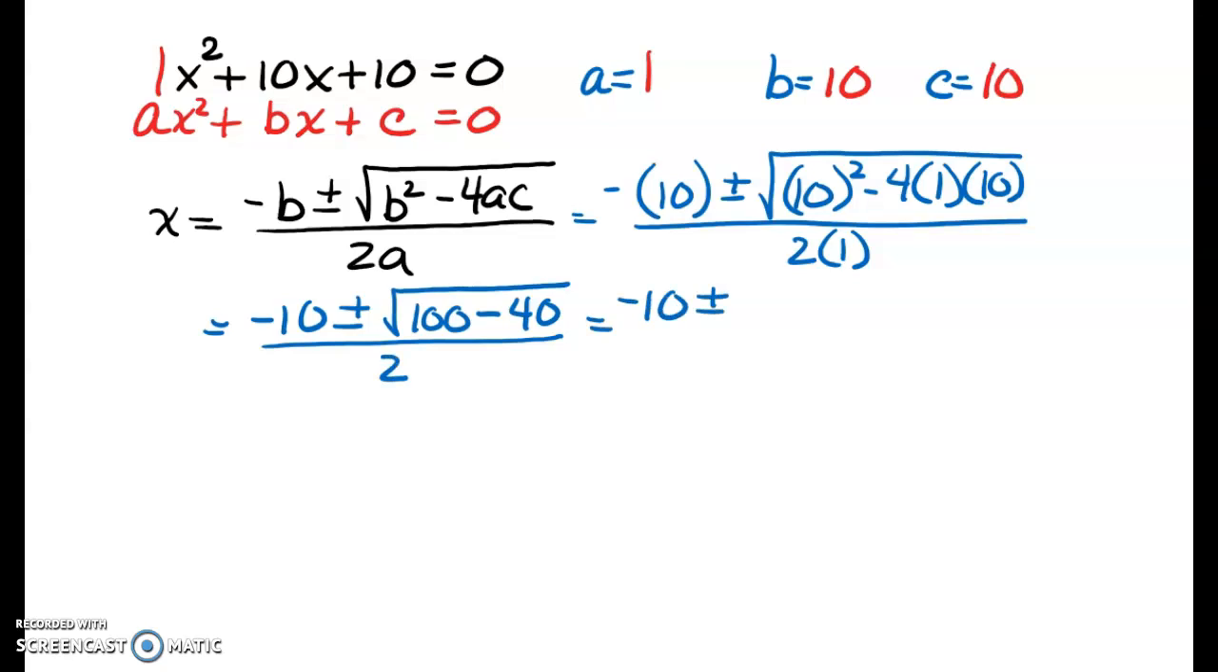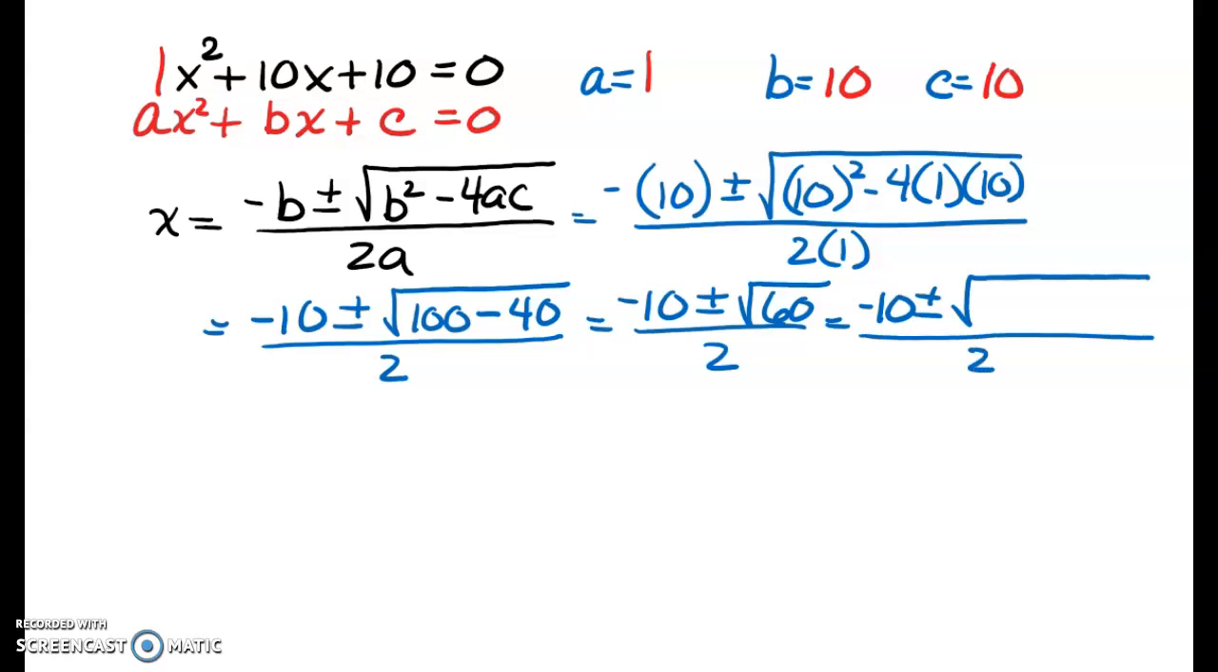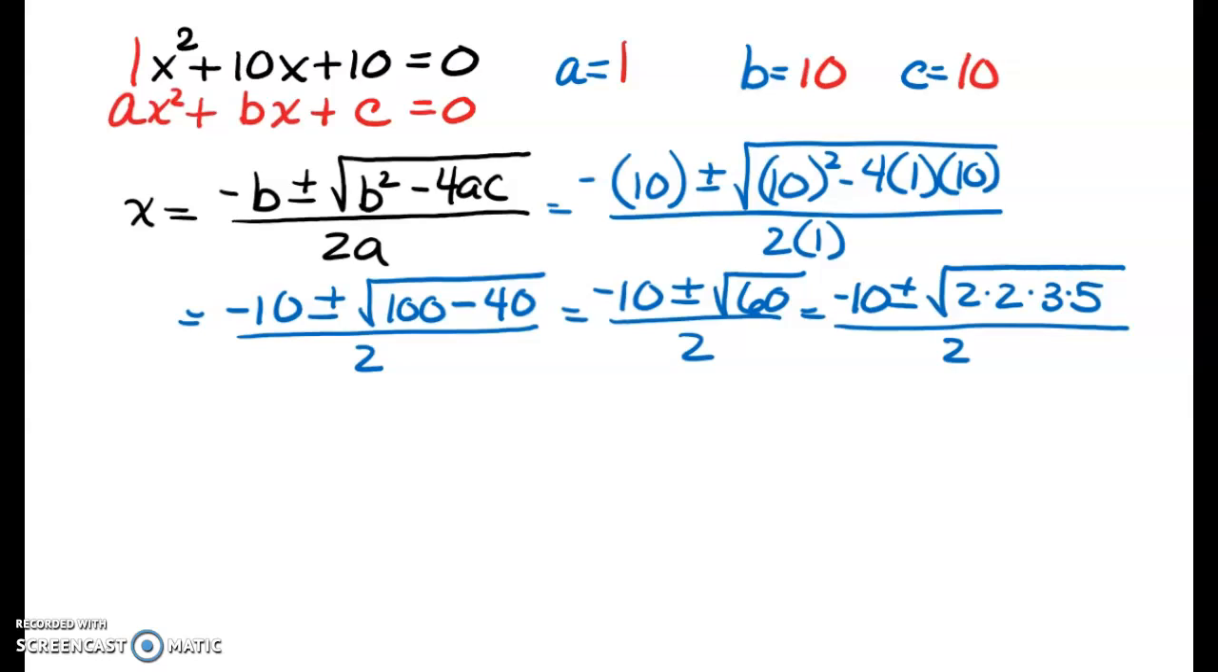So I'm going to get, let's see, 100 minus 40 is 60. And does 60 reduce? I don't know. So I'm going to go ahead and factor 60 into its prime factors. And I know that 60 is 2 times 30. 30 is 2 times 15. And 15 is 3 times 5. So it does look like it reduces. We're going to pull out a nice group of 2's here. And we get negative 10 plus or minus 2 square root of 15 all over 2.